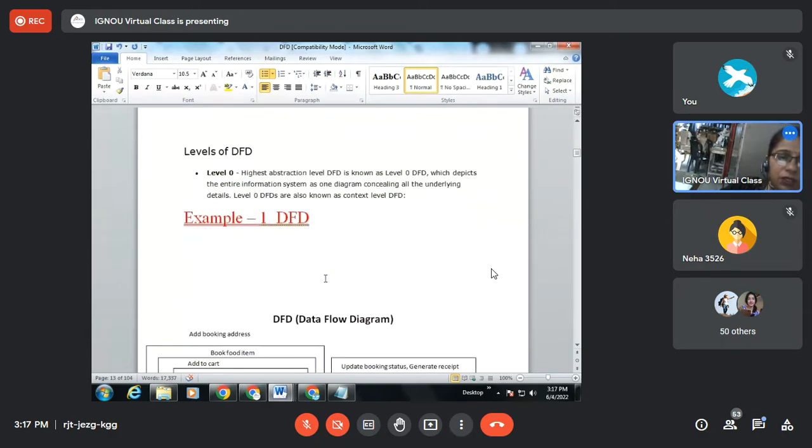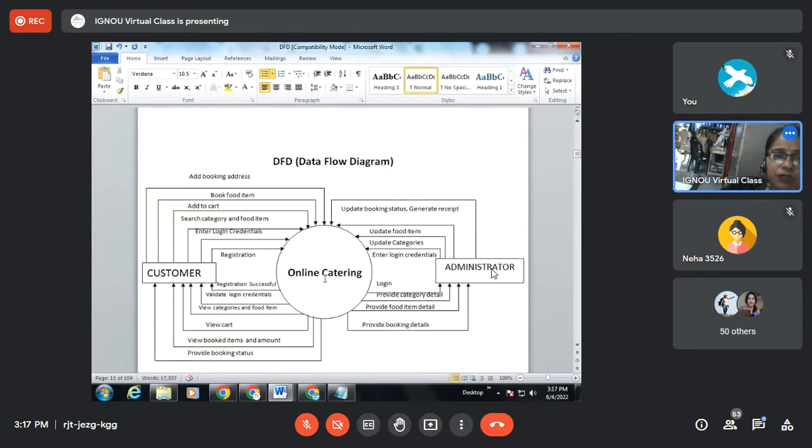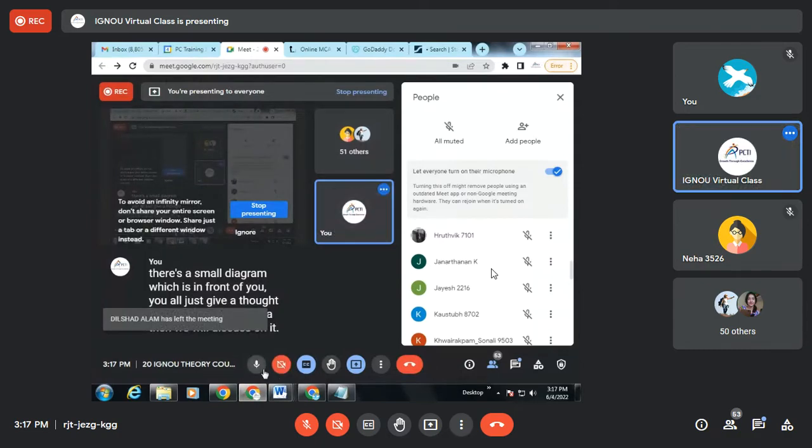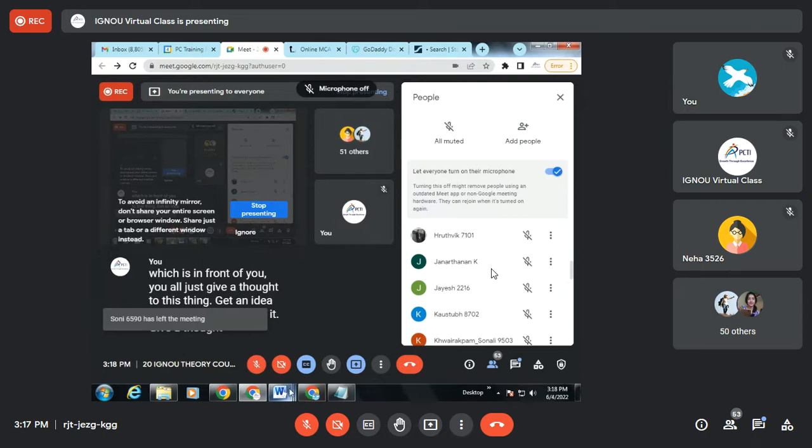So there's a small diagram in front of you. You all just give a thought to this, get an idea, then we will discuss it.